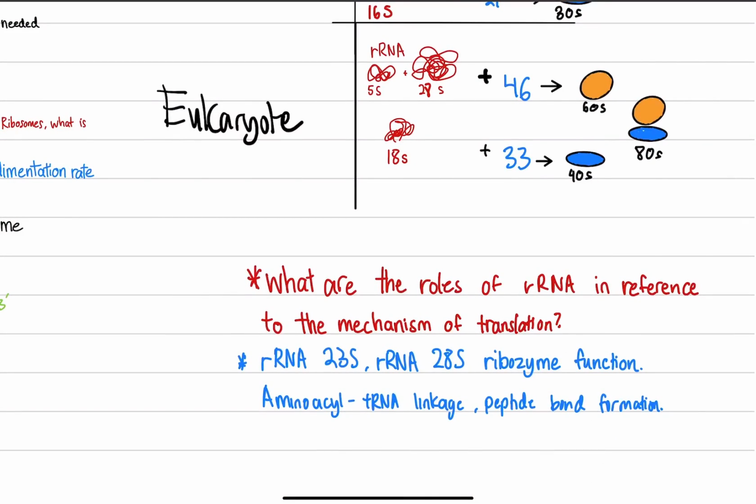And these will help the amino acid tRNA linkage we talked about before. So the amino acids on the tRNA are going to help form the new peptide bonds from this tRNA and the amino acids that are bonded together.